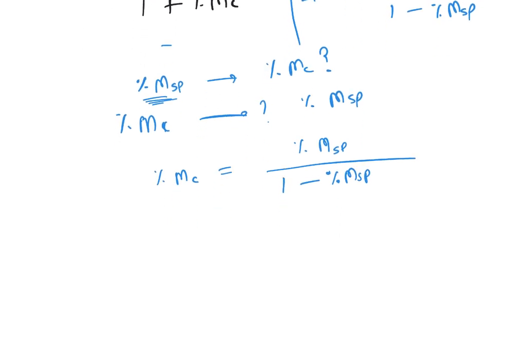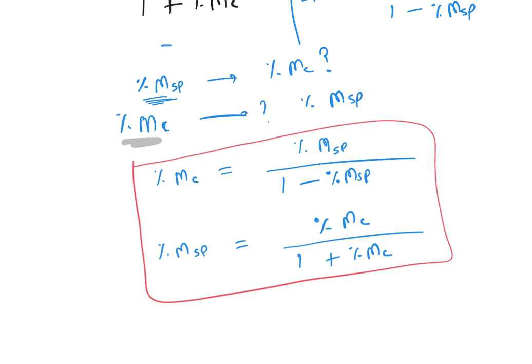Okay. On the other hand, suppose I'm given my percentage markup over cost. So then how do I get the other one? In this case, my percentage markup based on selling price is my percentage markup based on cost divided by 1 plus the percentage markup based on cost. So these two formulas will help us convert from one to the other.